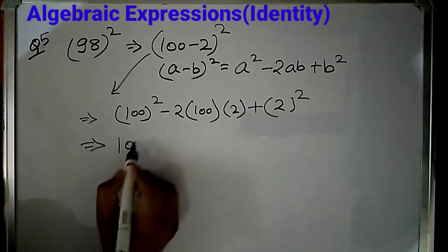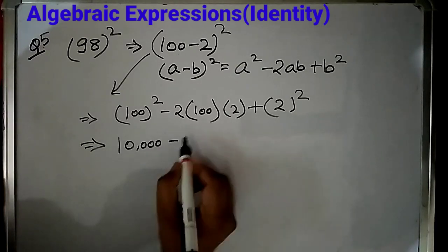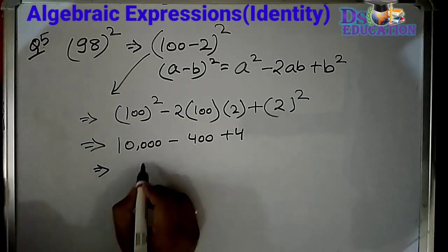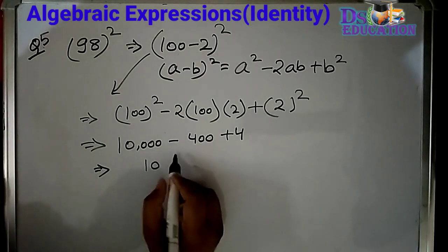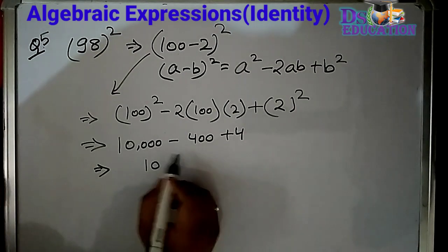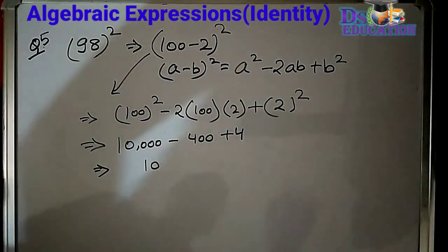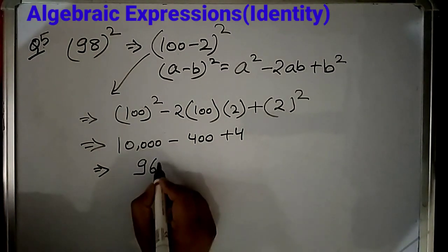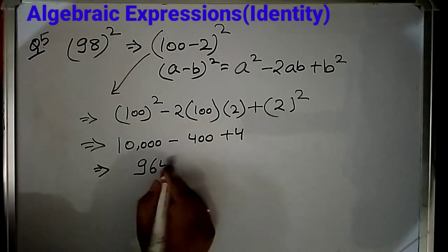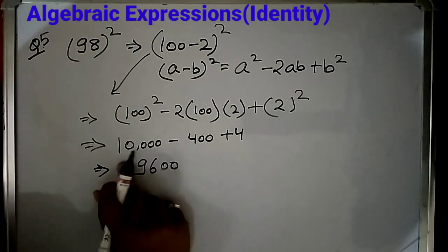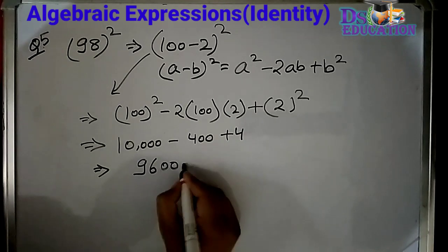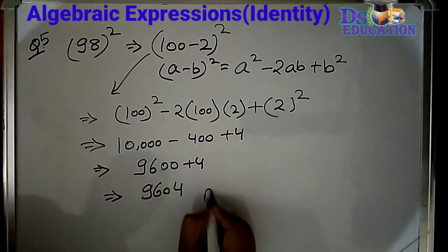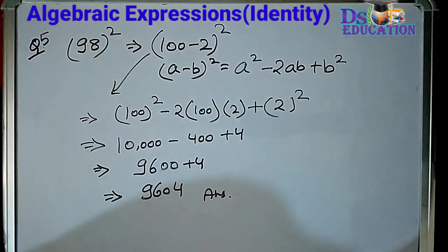Now next is 10,000 minus 400 plus 4. So what will be the answer? Now here we have to subtract. If I subtract this, what will come? It will come to 9600. This means 10,000 minus 400 will give you 9600 plus 4. In the next step it will become 9604. This is your answer. Got it?